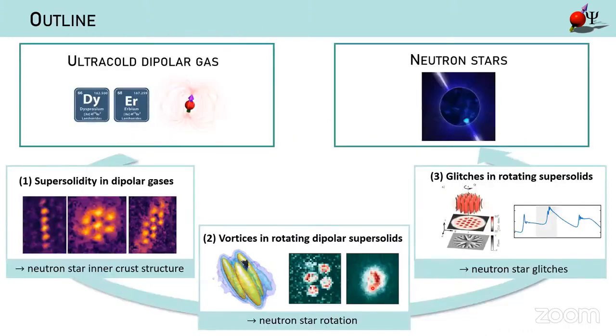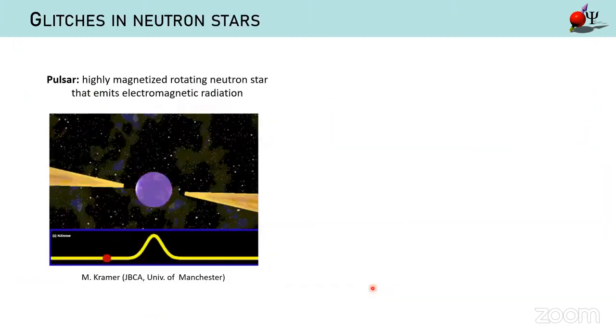So just to recap, we have supersolid in analogy to the neutron star inner crust structure, and we have rotating dipolar supersolid in analogy to the neutron star rotation. So now it's time to see what is a possible application of these rotating dipolar supersolids. So let's go back to the neutron star picture.